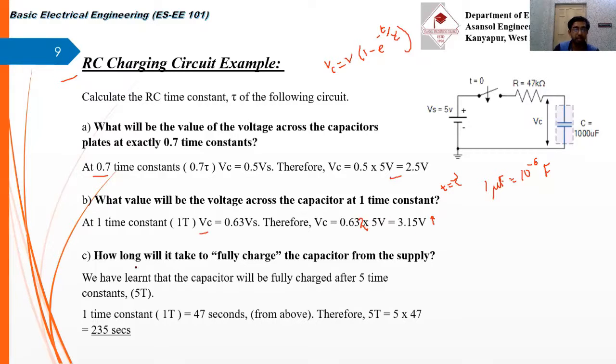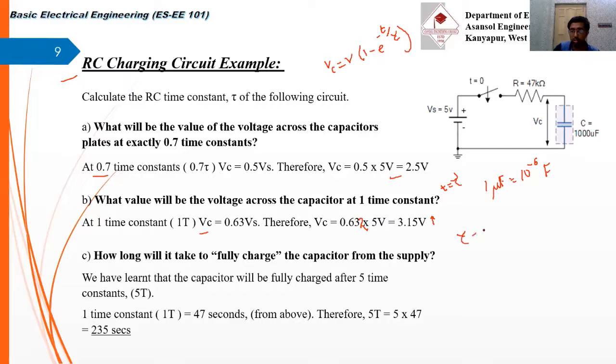Okay. Now, question number C. How long will it take to fully charge the capacitor from the supply? Now, the capacitor is fully charged after 5 time constants, that we already learned. Okay. 1 time constant equals 1 tau equals 47 seconds. Okay. From the above we already know. Fine. Because what is the tau value? Tau means RC.